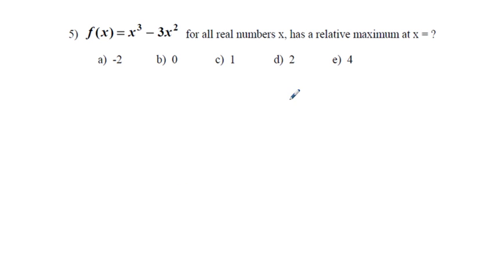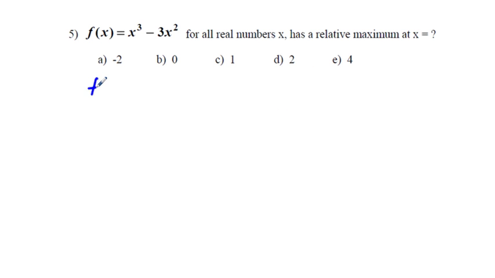F has a relative minimum at x equals. To find a relative minimum, we're going to take the first derivative, look for critical numbers, and evaluate to see if we have a change. To get a relative maximum, we have to have a change of f prime of x going from positive to negative.